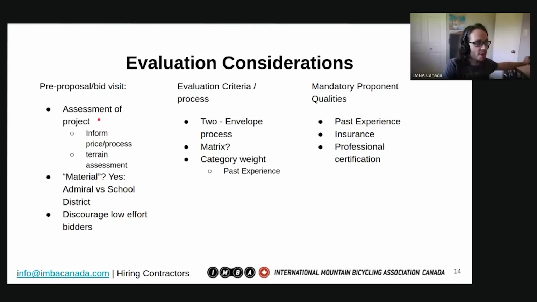So some considerations of the evaluation stage. The assessment of the project is something that can happen during the pre-proposal bid visit or pre-bid visit. We can make it mandatory in Canada. You can say you must attend this session or your bid is non-responsive.